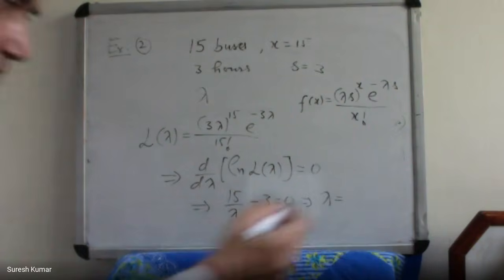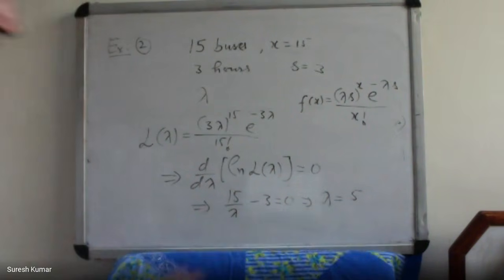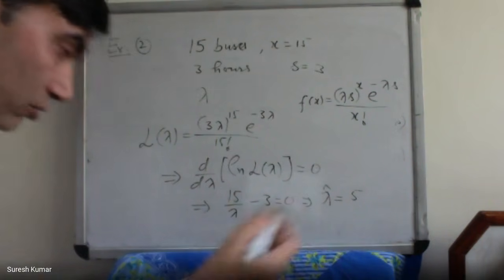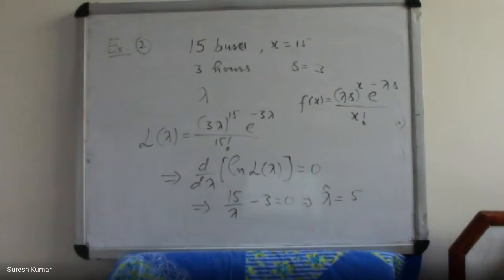5. So the ML estimate of lambda is 5. It means on an average 5 buses arrive at the bus stop per hour. Average number of buses arriving at the bus stop is 5. Okay.